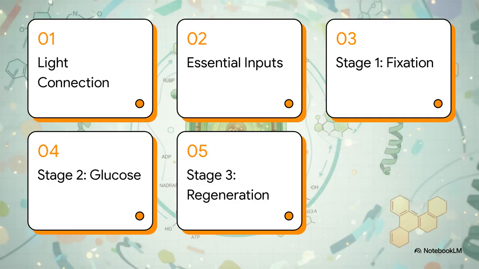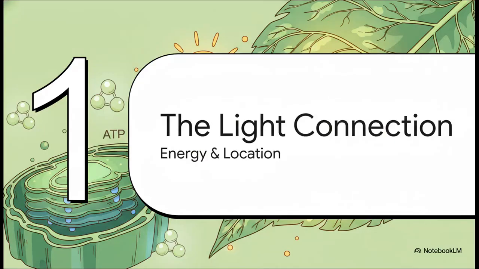To make sure we grasp everything perfectly, here's our technical roadmap for today. We'll start with the light connection, check our essential chemical inputs, and then dive right into our three key stages: carbon fixation, glucose production, and RuBP regeneration. Okay, let's dive into this with Section 1, the light connection.